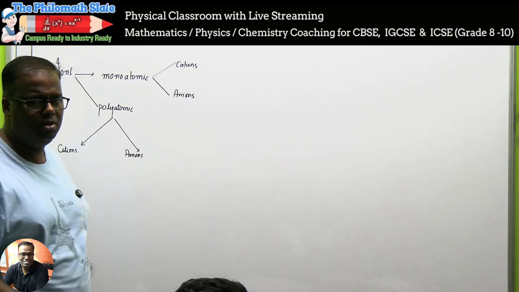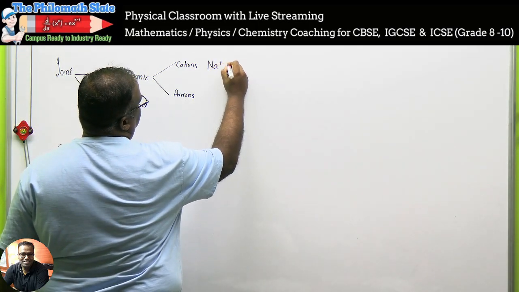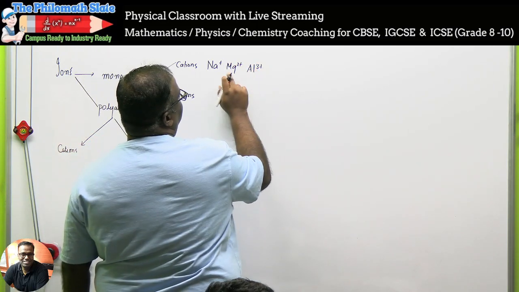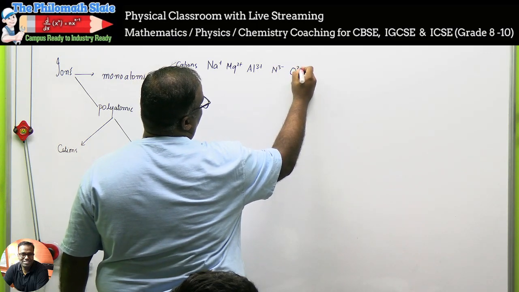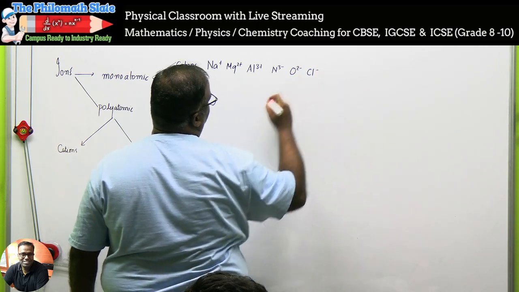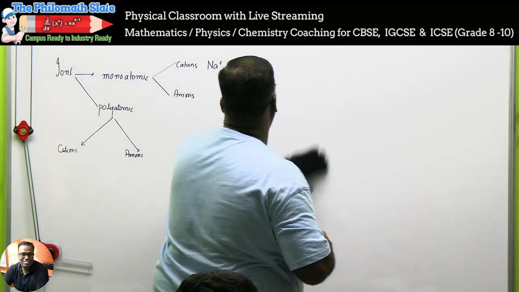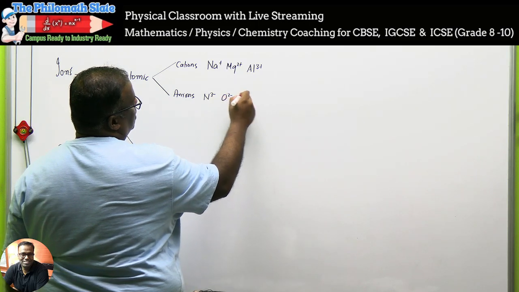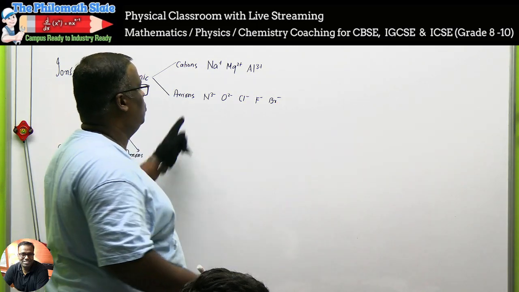Can you give me an example? Yes, you know so many. Monoatomic cations: Na+, Mg2+, then Al3+. एक ही atom होना चाहिए. Then nitrogen 3-, oxygen 2-, chlorine -, then और जितना इच्छा डालते रहो. So these are all monoatomic cations, but we said that monoatomic only cations. So these are cations. Anions में क्या क्या आएंगे? Nitrogen 3-, oxygen 2-, chlorine -, fluorine -, bromine -. Monoatomic. एक ही atom.